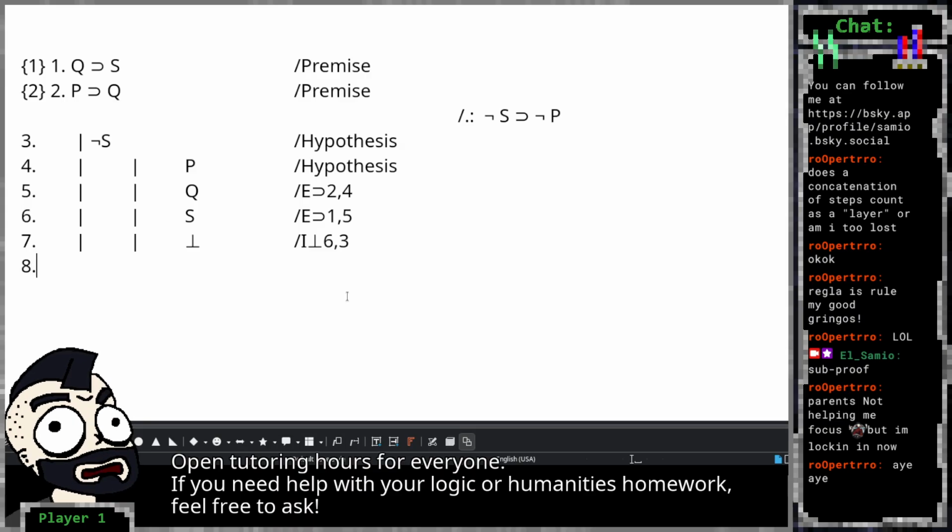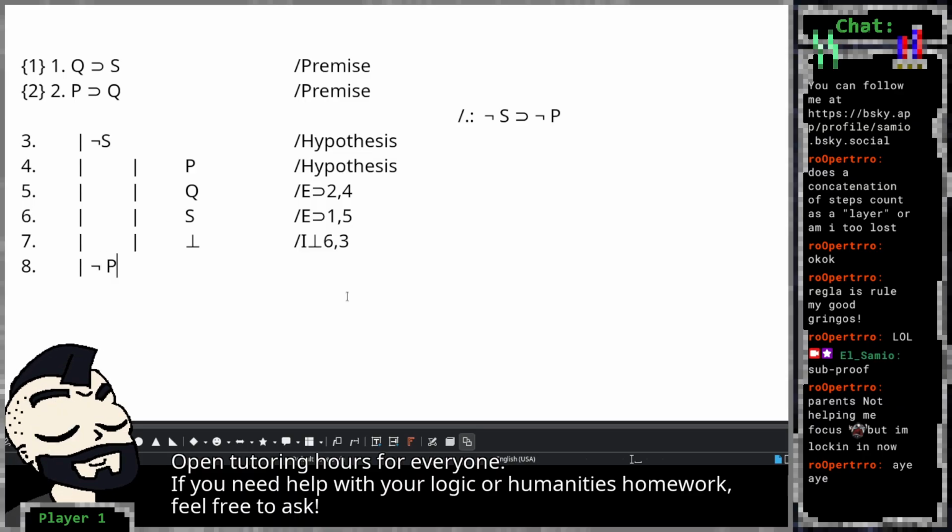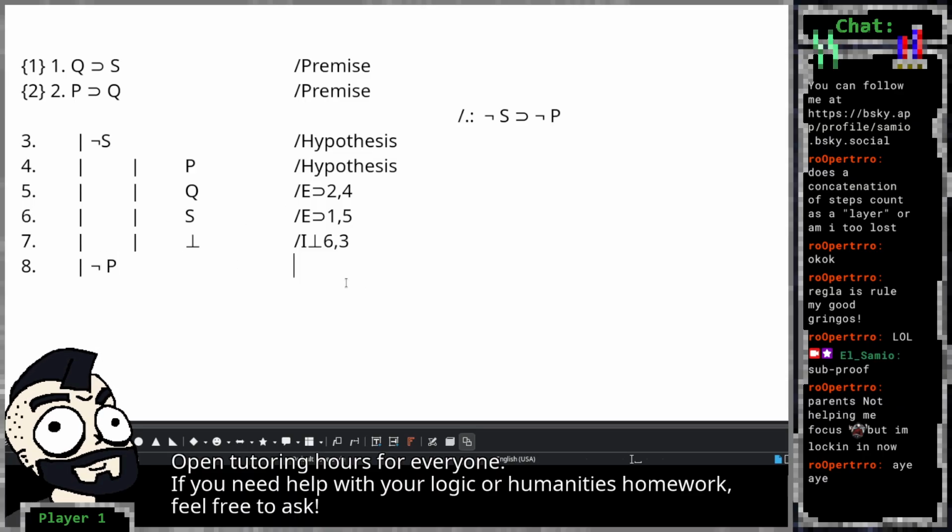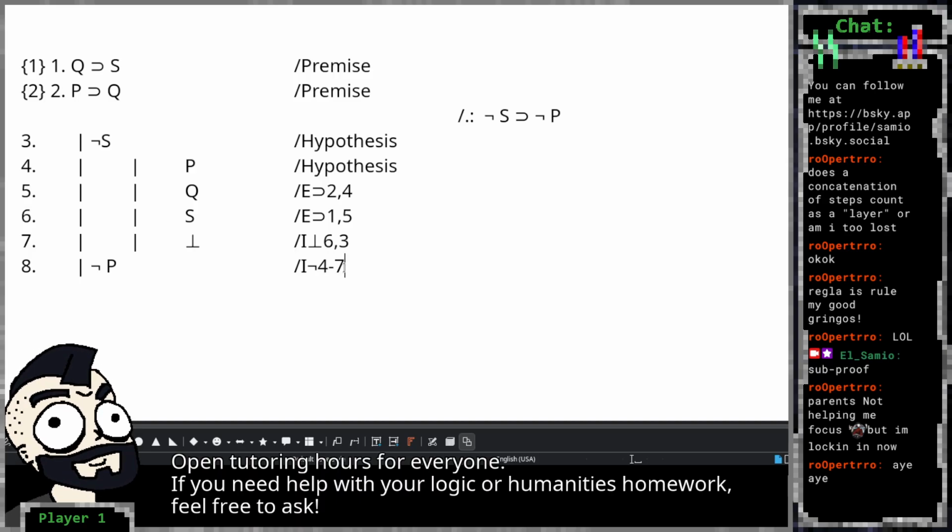And that means I can step outside this first subproof and conclude that not P, because I will introduce a negation based on the subproof that started at 4 and went all over to 7.